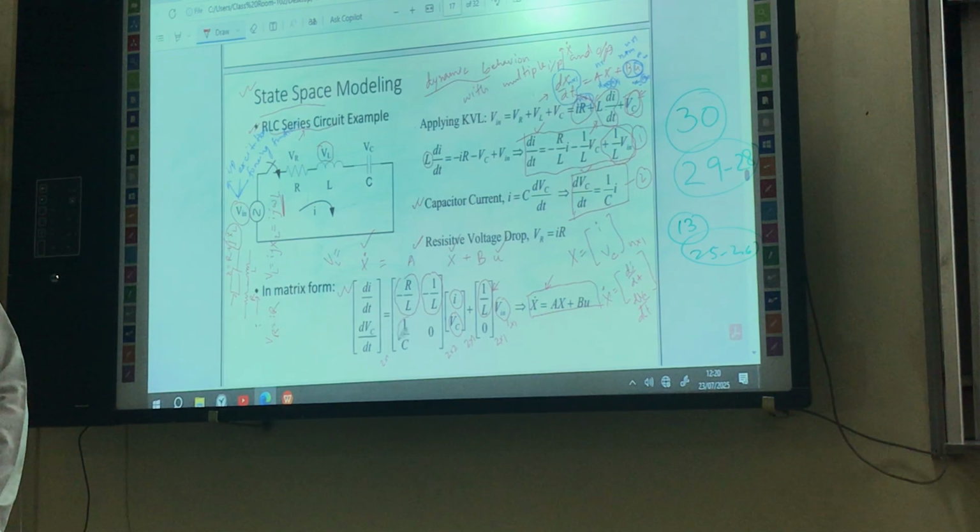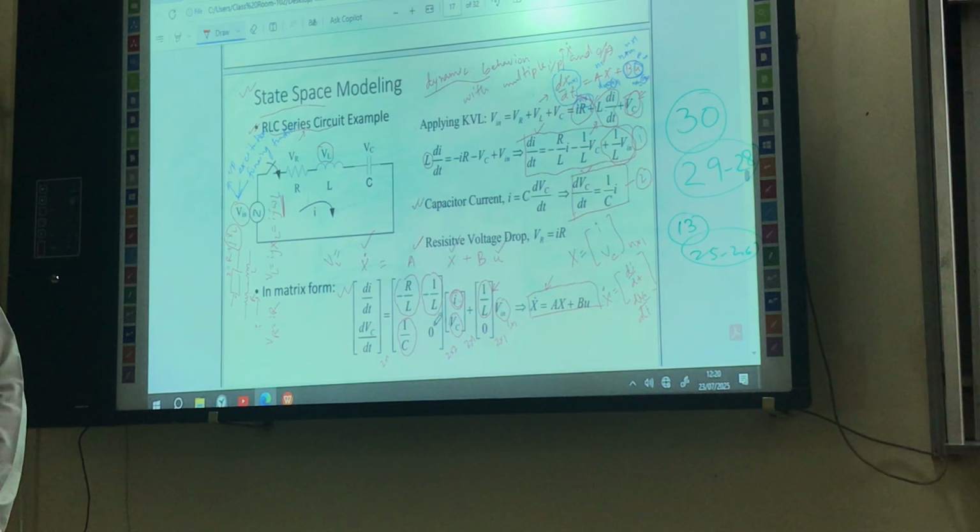That's why the first element of the second row will be 1 by C, so that it can be multiplied with this I, right? And the second element of the second row will be multiplied with the VC, but there is no VC associated term in the right hand side of the dVC over dt, right? That's why it is simply 0.